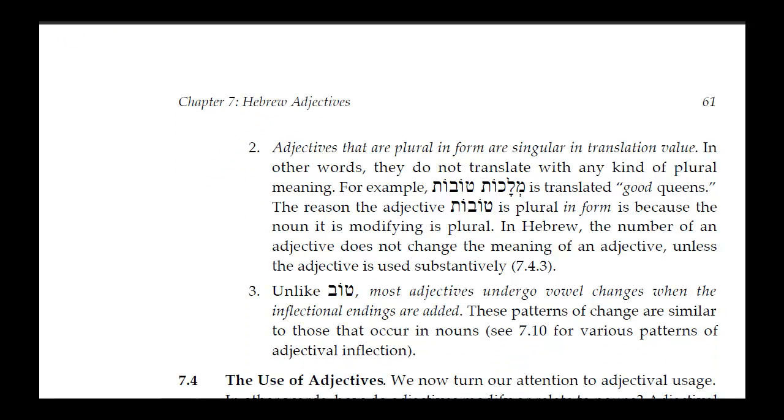Now, unlike tov, most adjectives undergo vowel changes when the inflectional endings are added. The reason why tov doesn't go through a change is because this holem and vav is what we call a historical long vowel, and so it doesn't change. Now the holem by itself, if there wasn't a vav there, would, but not the holem and vav. So you have different vowels like the holem vav, the tsere yod, the hirik yod. Those are historical long vowels.